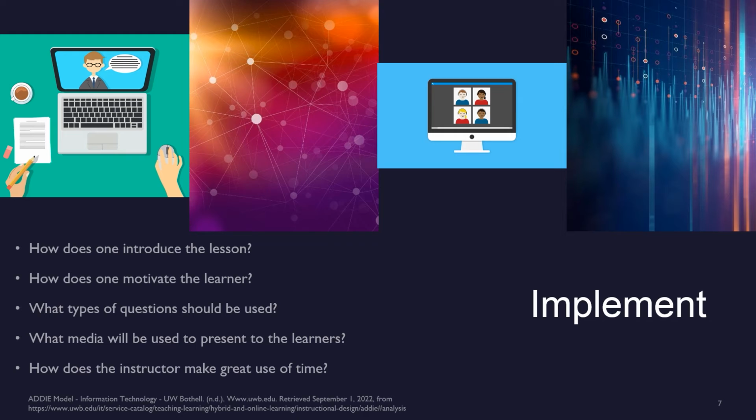Implement. How does one introduce the lesson? How does one motivate the learner? What types of questions should be used? What media will be used to present to the learners? How does the instructor make great use of time?